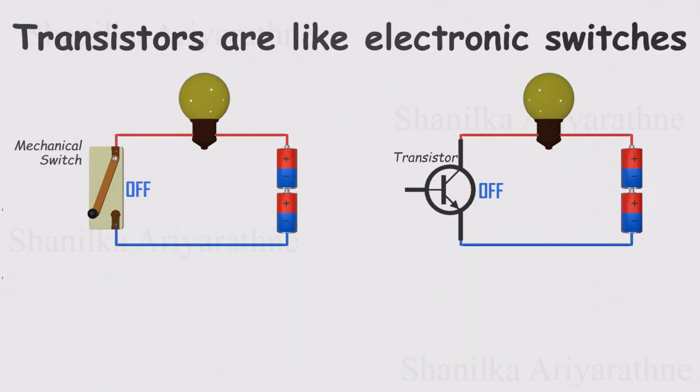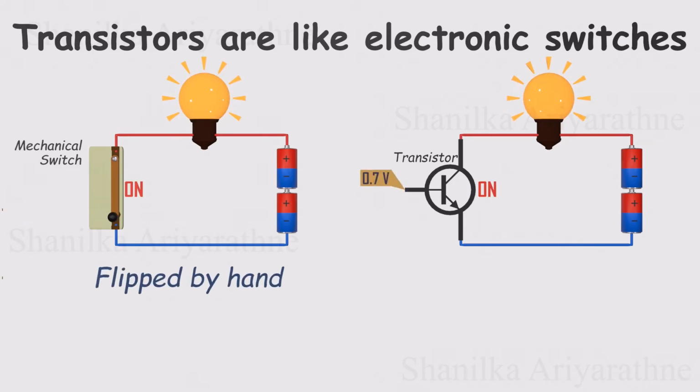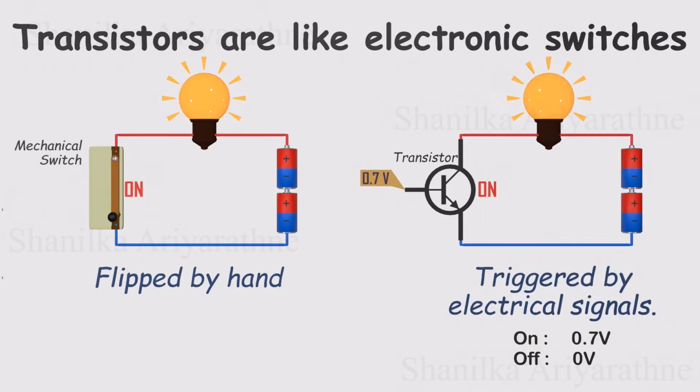At their core, transistors work like electronic switches. Just like flipping a switch on your wall turns a light on or off, a transistor can do the same job, but without needing a human hand. There's no clicking or moving parts involved. Instead, transistors respond to electrical signals. That lets them switch things on and off automatically, silently, and at lightning speed.